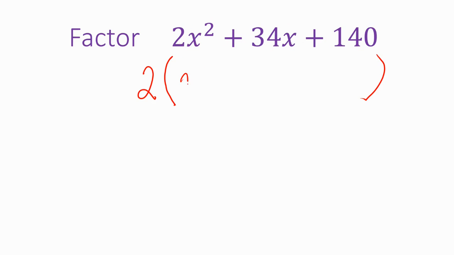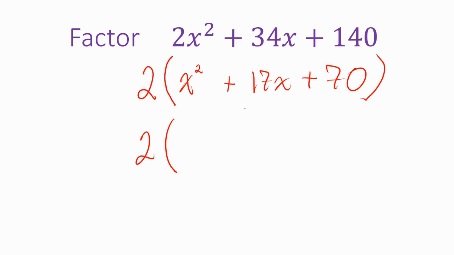So this one was just x squared. This one, well, what's 34x divided by 2? That's going to be 17x. And this one, what's 140 divided by 2? That's 70. All right, so now I'm not done yet. All I did was the first step, really. So this 2 now needs to hang out front.